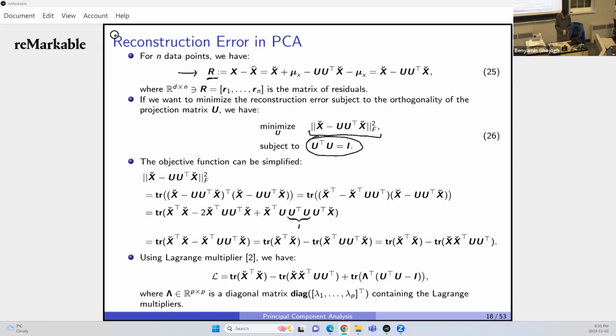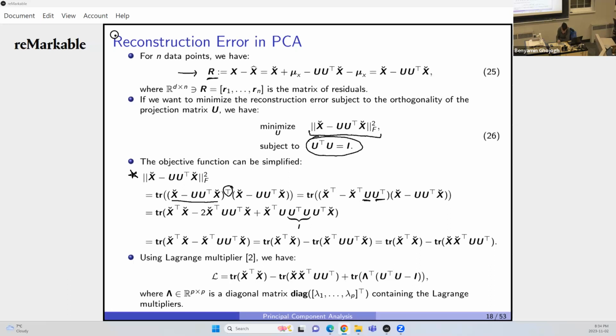Then what happens? Let's simplify it. Consider the objective function, the squared Frobenius norm of X breve minus UU transpose X breve. The squared Frobenius norm of a matrix is the trace of the matrix transpose times the matrix, because it's a matrix. So trace of this transpose this. Again, I apply transpose on the parentheses. I know that transpose reverses the order of matrix multiplication. So it becomes X breve transpose, and U transpose becomes U and U transpose.